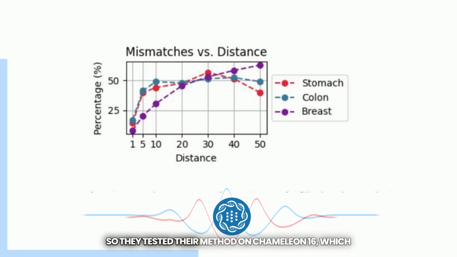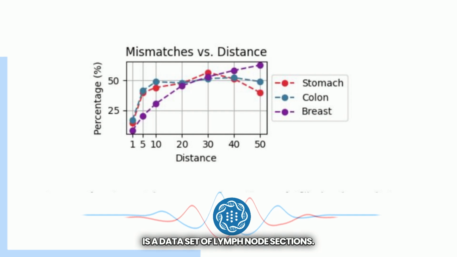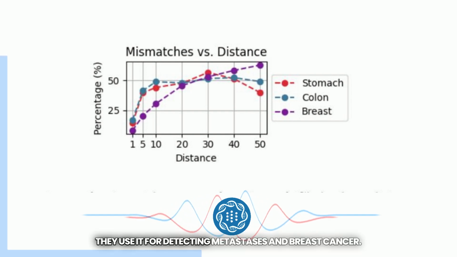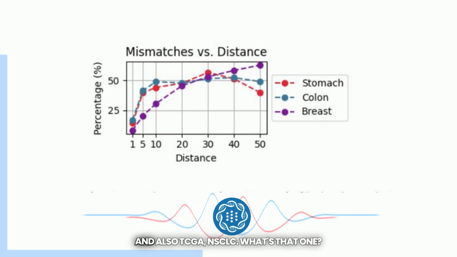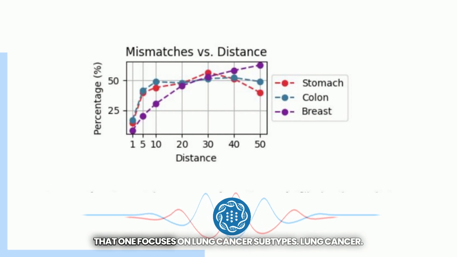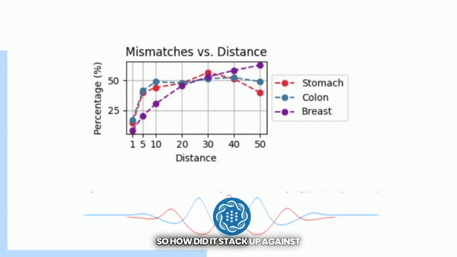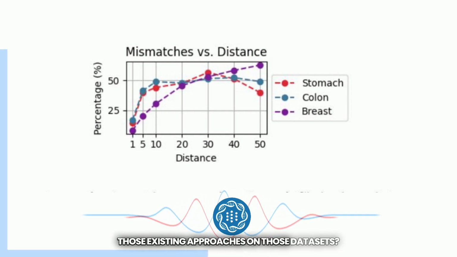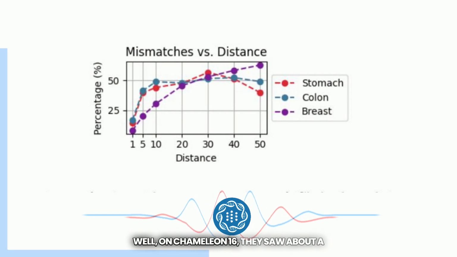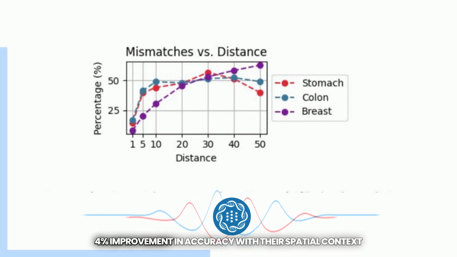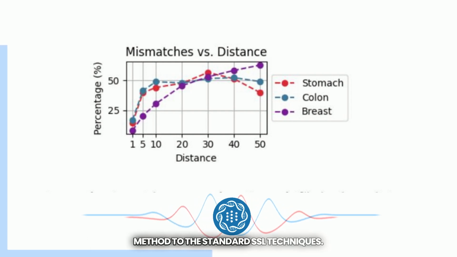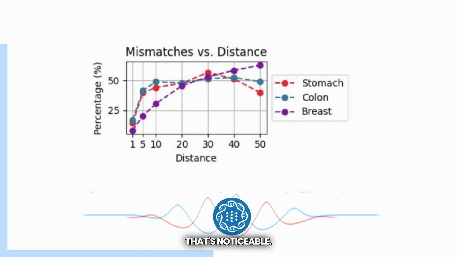Yeah, so they tested their method on Chameleon-16, which is a data set of lymph node sections. They use it for detecting metastases in breast cancer, and also TCGA-NSCLC. What's that one? That one focuses on lung cancer subtypes. Okay. So how did it stack up against those existing approaches on those data sets? Well, on Chameleon-16, they saw about a 4% improvement in accuracy with their spatial context method compared to the standard SSL techniques. That's a noticeable improvement.